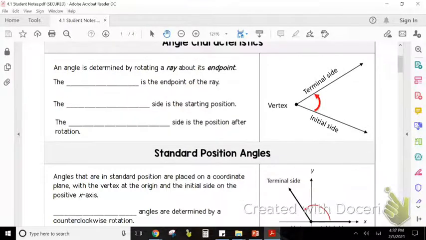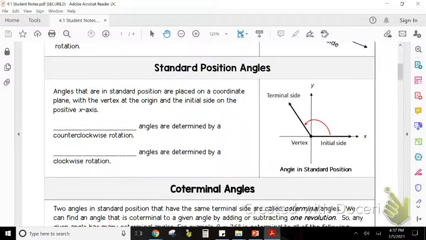All right, so angles that are in standard position are placed on a coordinate plane with the vertex at the origin and the initial side on the positive x-axis. So positive angles are determined by a counterclockwise rotation. Negative angles are determined by a clockwise rotation.